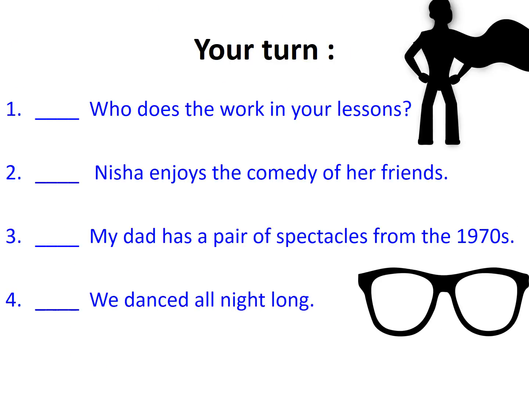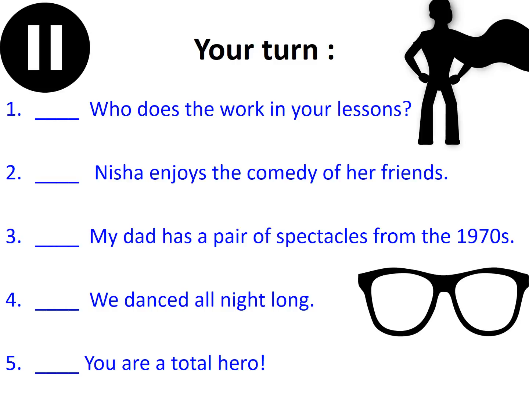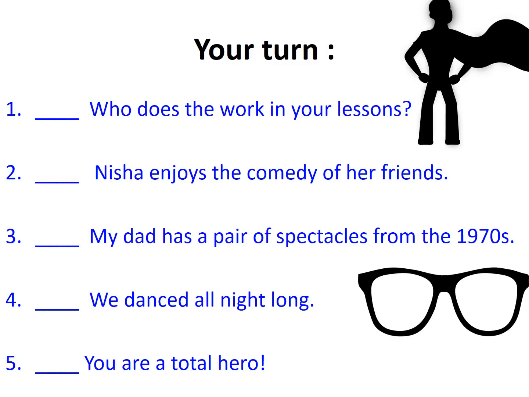For each of the 5 sentences, identify the verb in the sentence and then consider if it's a main verb or a primary auxiliary verb. Why not hit pause if you need thinking time? So, let's consider. Who does the work in your lessons? This question has the verb does in it, which is a primary auxiliary verb root from to do.